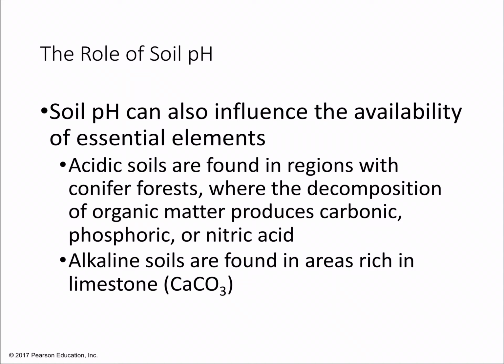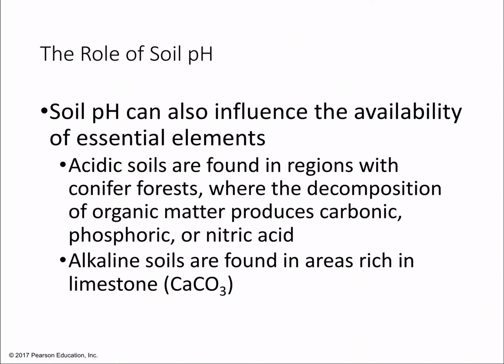One of the things that affects how well these essential elements are available and where we find them has to do with the pH of the soil, so how acidic or how basic the soil is. Acidic soils are found in regions where we have conifer forests, so up in the Canada area, where decomposition of organic matter produces carbonic, phosphoric, and nitric acid.